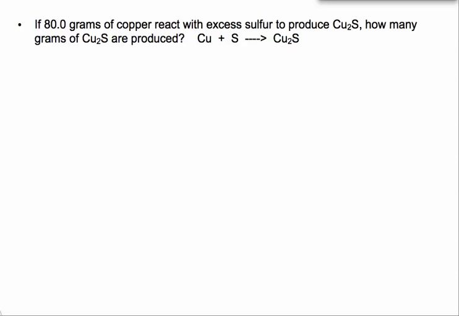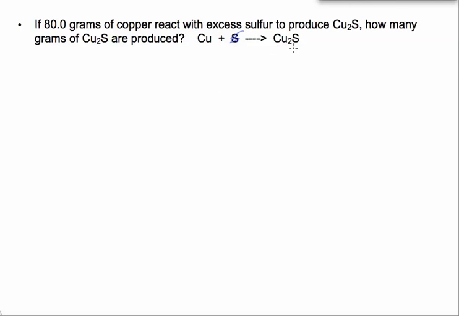In this problem, we have 80 grams of copper reacting with excess sulfur. That means the sulfur doesn't matter, to produce copper 1 sulfide. So the first thing to do is to make sure the equation is balanced. And you can see it's not, and this is actually a very easy one to balance for most people.